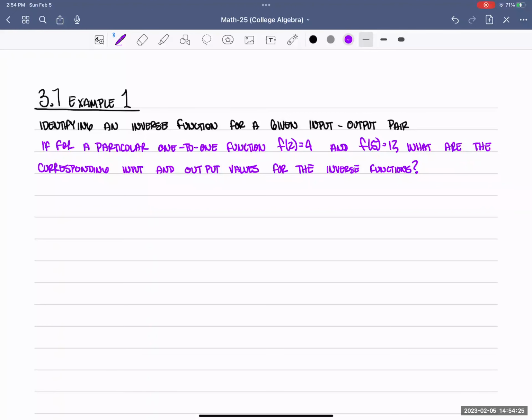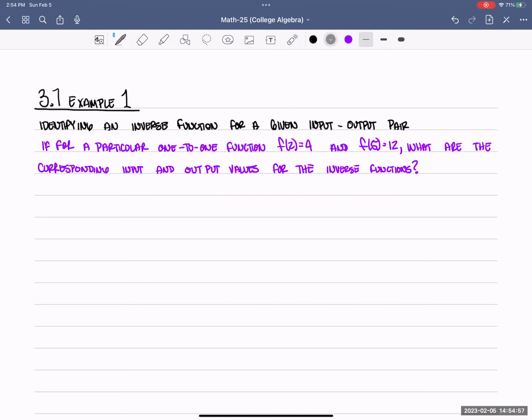Section 3.7, example 1, identifying an inverse function for the given input-output pair. For the particular one-to-one function, we're assuming that this function is already one-to-one based on this sentence. f of 2 is equal to 4 and f of 5 is equal to 12. I know that looks like a 13, but I promise it's a 12. What are the corresponding input and output values for the inverse function?